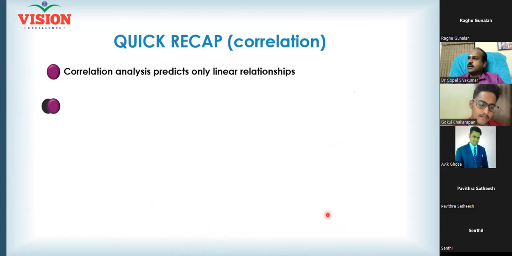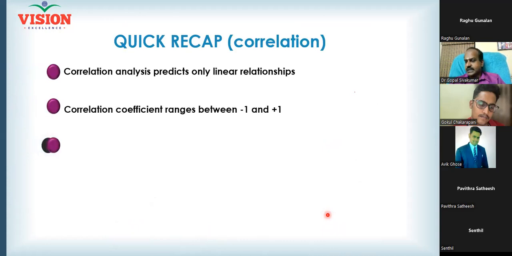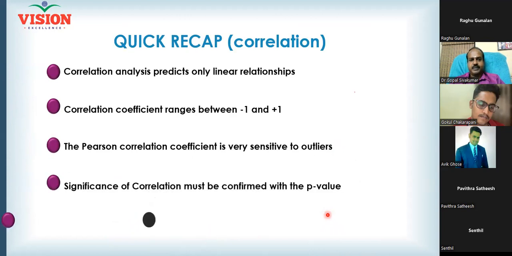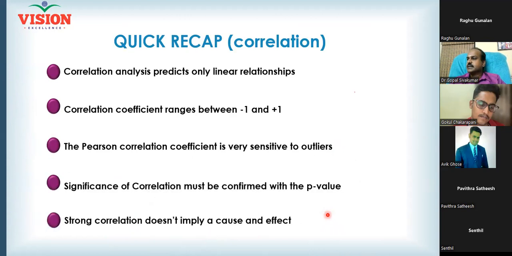So what have we understood? Correlation helps you to predict linear relationships. The correlation coefficient ranges from -1 to +1. The Pearson correlation coefficient is very sensitive to outliers, so exclude them. The significance of correlation must be confirmed with the P value. A strong correlation doesn't imply cause and effect.